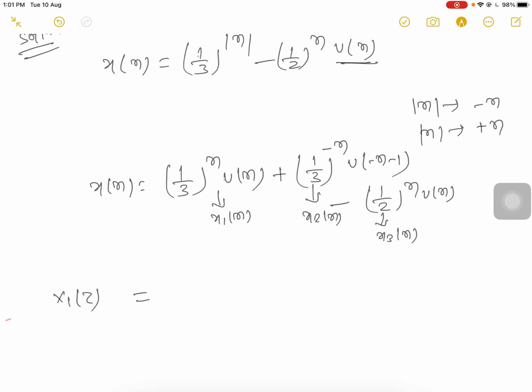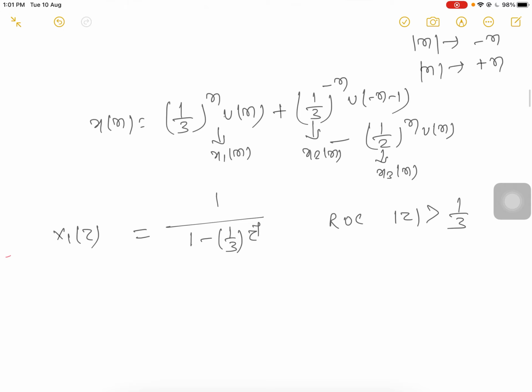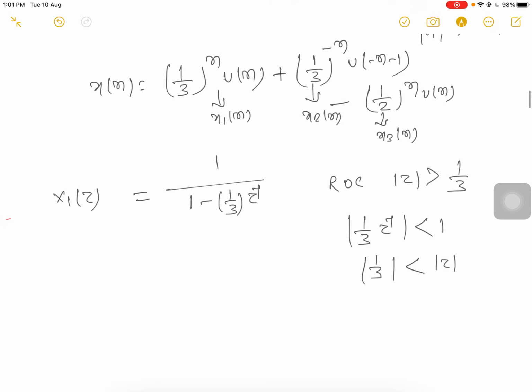So first of all, the Z transform of x1[n], X(z), will be 1 upon 1 minus 1/3 z inverse, and the ROC will be |z| greater than 1/3, always for a right-hand signal. Otherwise we can check it this way: I told you in the previous video that this is the common ratio, and it should be less than 1. Then 1/3 over |z| less than 1, so |z| greater than 1/3. In such a way you can find it out.